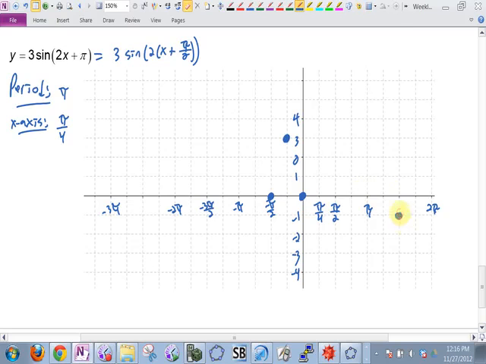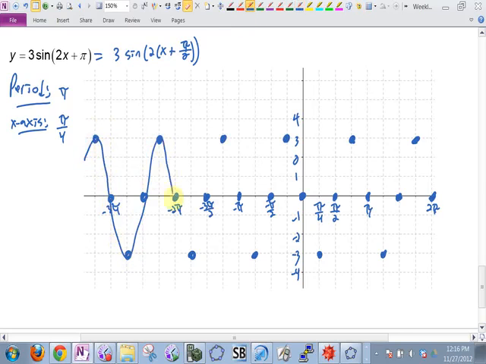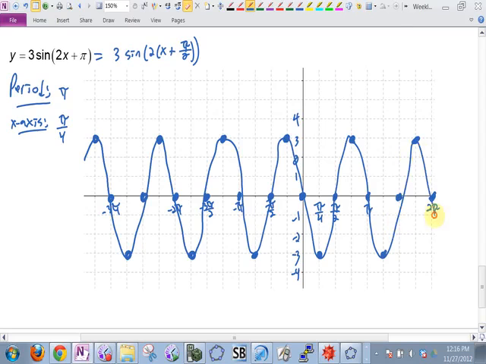Your parent function usually has a point right here. We vertically stretch that by 3, horizontally squash by 2. Where does that go? And then shift to the left pi halves, and by then you should notice the pattern. And that's it. Any questions over the graphs?